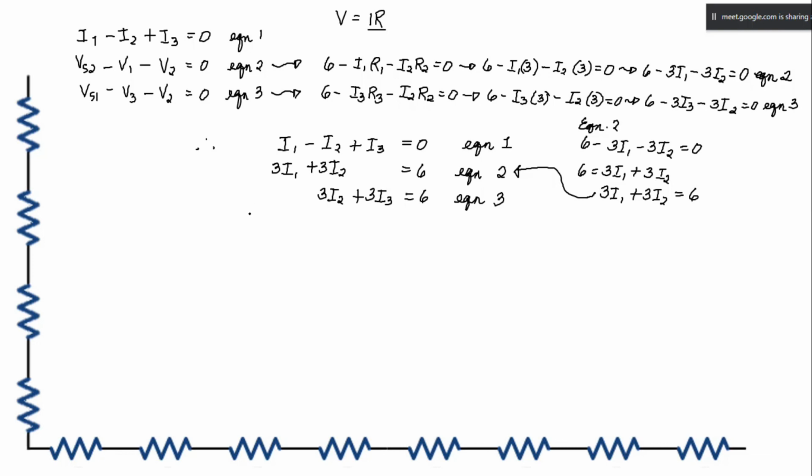Sige po, so 3 equations, 3 unknowns, masolve na ba o hindi pa? Okay, nakaayos. So you can solve this one using the Gaussian elimination, or you can use also another method, Cramer's rule. Ayan, so pili lang kayo sa dalawa kung alin ang inyong gusto, either Gaussian or Cramer's rule.